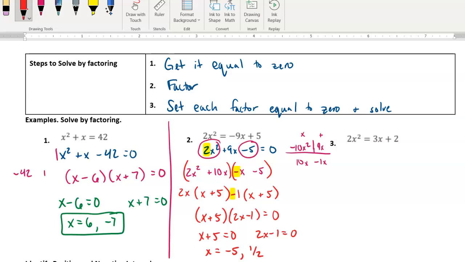So if you need to do that in separate steps, you can, but otherwise I hope you can start to do this in your head to see that you would add 1 and divide by 2, so you get 1/2. So our two x-intercepts there would be at negative 5 and 1/2.